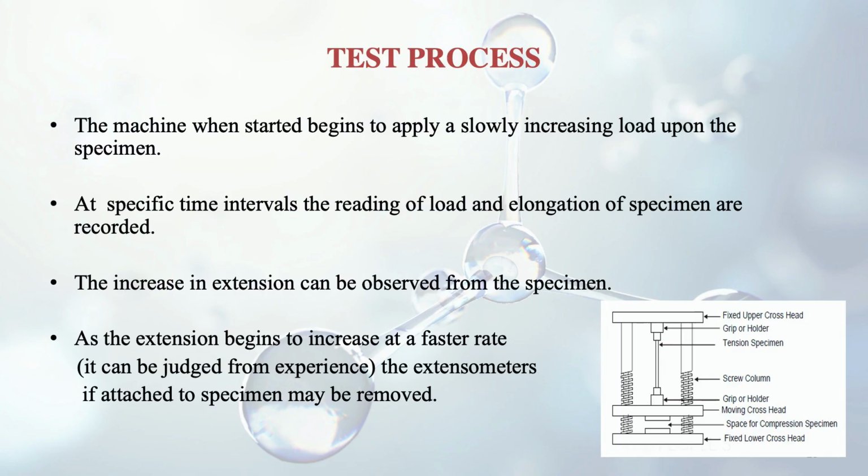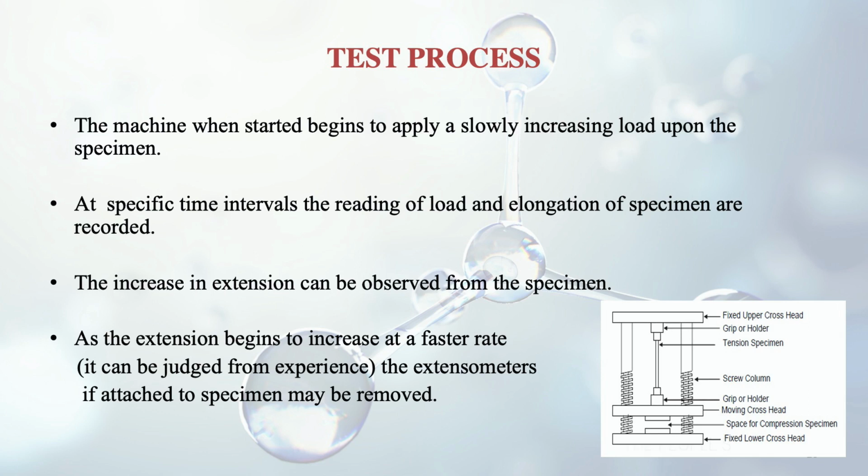So the test process now we will discuss. The machine, when it starts, begins to apply a slowly increasing load upon the specimen. This is very important because if we apply the load in different manners, different types of results will be coming. So after that, what will happen? Once we apply the load at a certain rate, then at specific time intervals, readings of the load and elongation of the specimen are recorded.